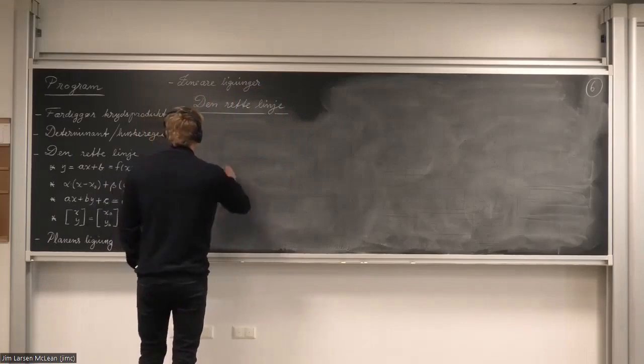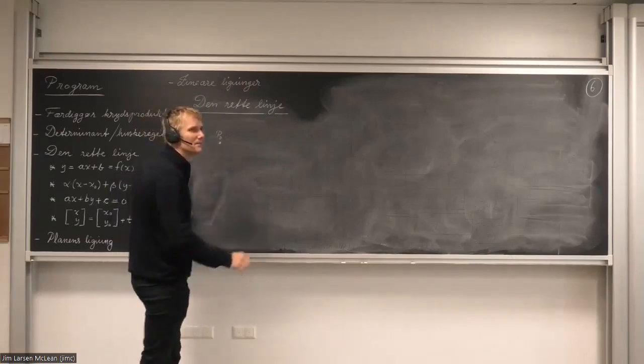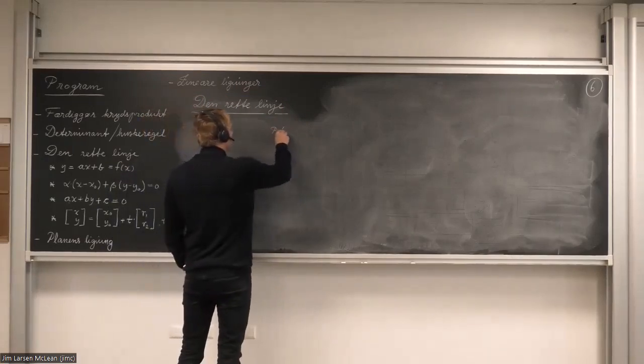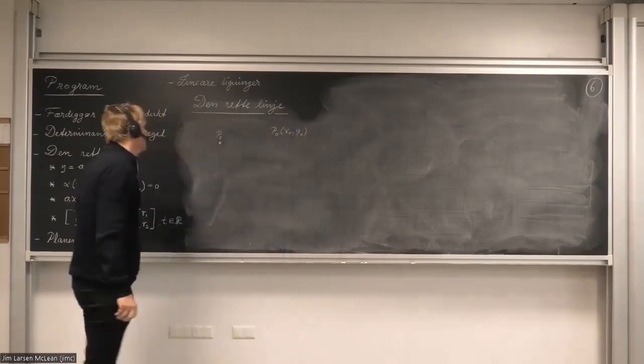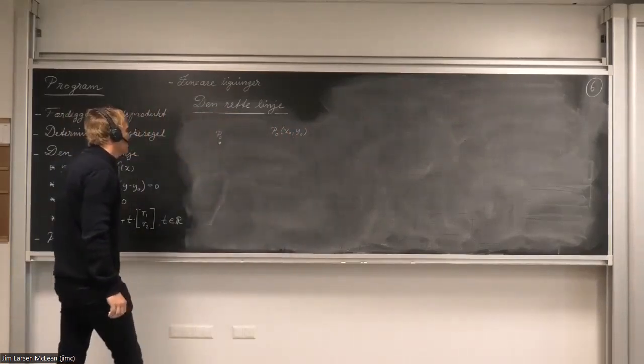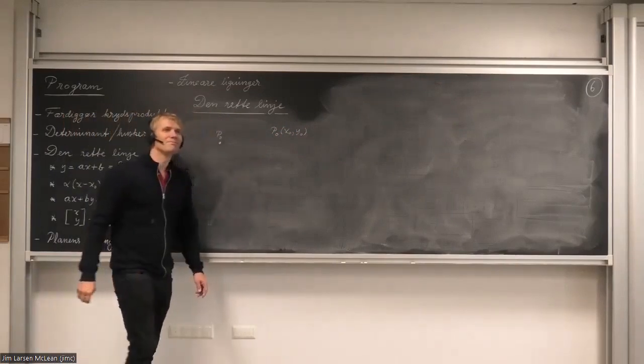Here I have a point that does not move, and I call it P0. P0 has coordinates x0 and y0. And then I could obviously ask the question: how many straight lines are there that go through P0? And the answer is infinitely many.